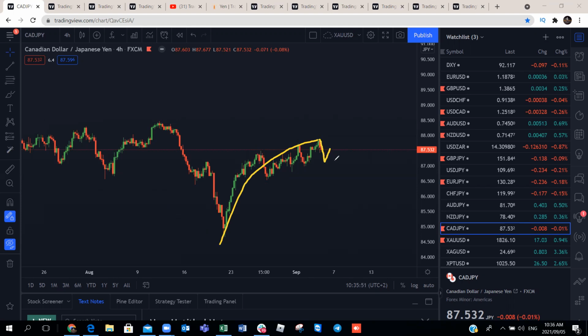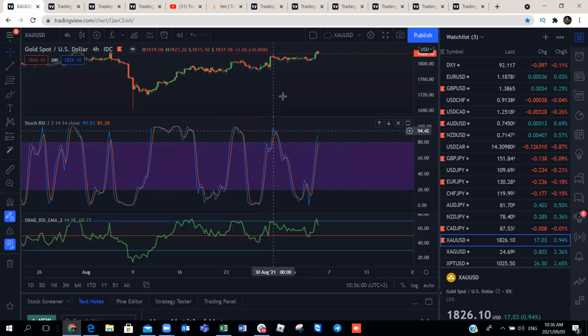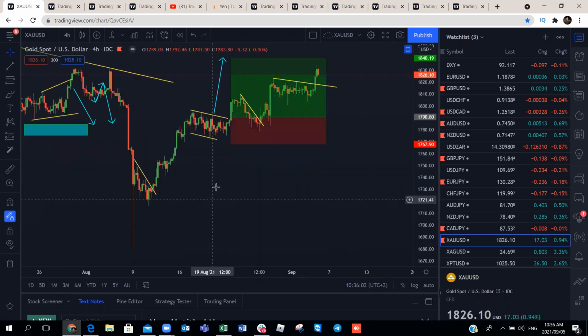Even if it is playing out as a diagonal, the buyers will still be the same. We'll still get a pullback and continuation to the upside. That is CAD yen. Gold, you've already seen what we're expecting of gold. We've got a trade setup on gold. If we just show you here, this is the setup.